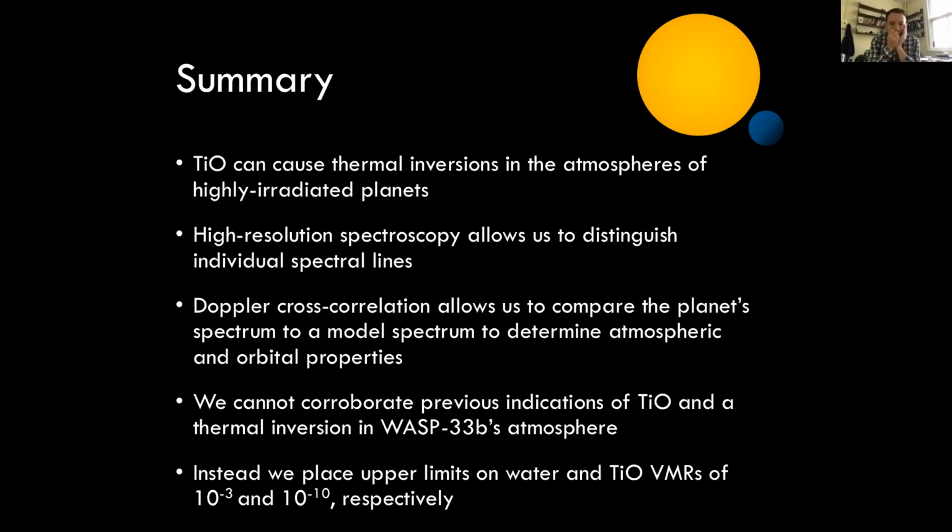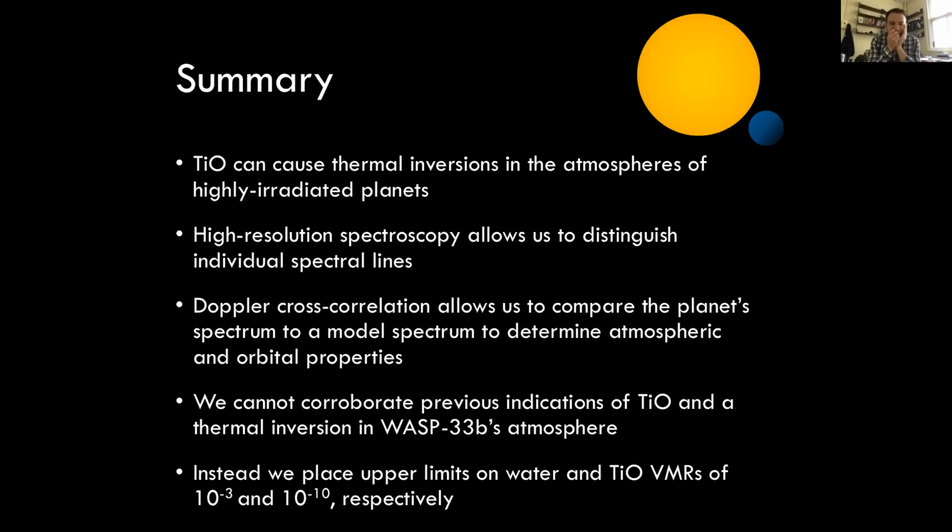So are the upper limits that you place strong enough to definitively say that titanium oxide is not responsible for the temperature inversion in this atmosphere? Like I said, I don't know how much TiO you need in the atmosphere to get the temperature inversion. That is a good question.